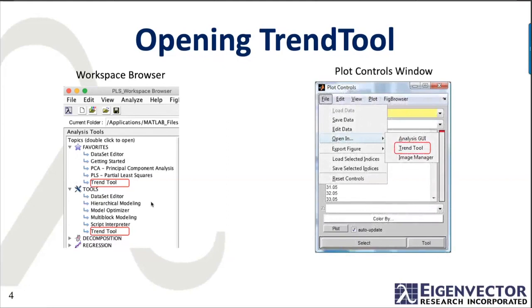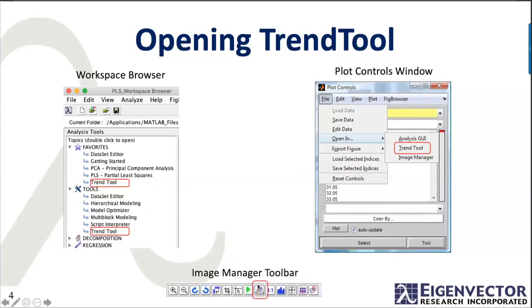Or anytime you have your plot controls window open, you can take whatever data you're looking at in plot controls, and I should mention that plot controls, we also sometimes call plot GUI, is our lingo for that. So if you have the plot GUI window open, you'll see this menu that says open in, and the drop down there is to send the data into TrendTool. So you can find it there. And in the image manager, which I'm not going to look at today, you can also find an icon that'll take you directly to TrendTool from image manager.